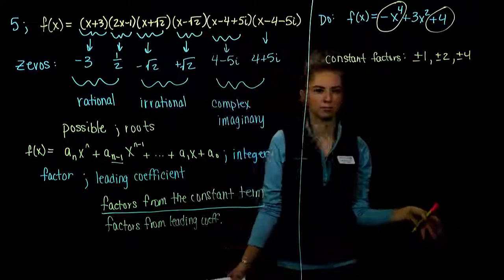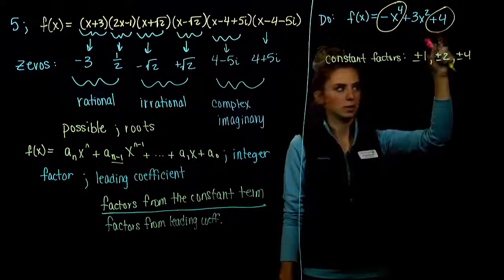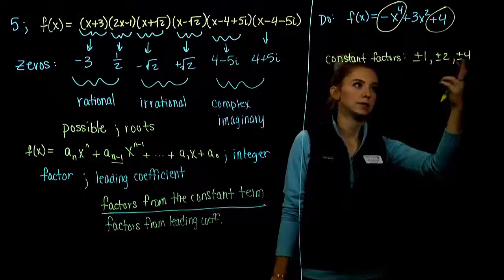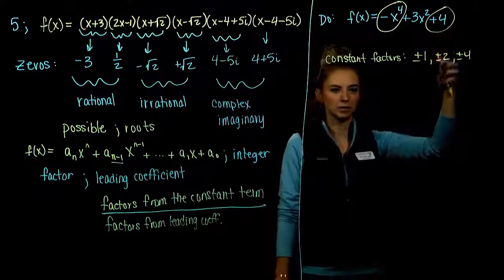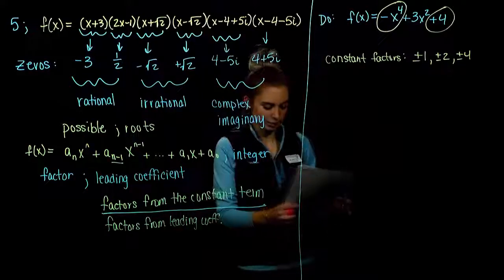So what does that mean? I could take negative 2 times negative 2 and get positive 4. We could take positive 2 and positive 2 and get positive 4. We could take positive 4 times positive 1 and get us there. Those are the different factors. So that was just from our constant term.